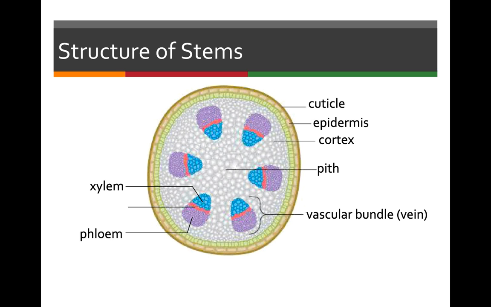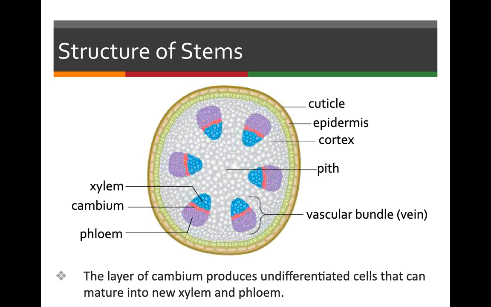And then in between the xylem and phloem, there's a layer of something called cambium. Cambium is essentially a meristem region, right? So it's going to produce undifferentiated cells that can mature into either new xylem or new phloem. So it helps grow the stem and make it wider around.